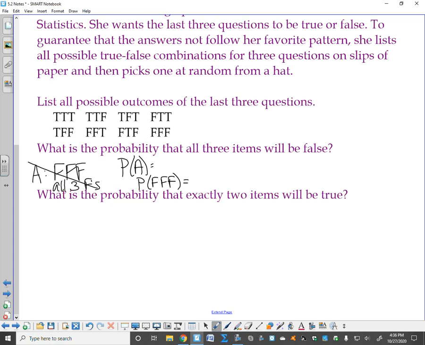Don't assume anything. There's this beautiful sign at the front of my room that says nobody is less impressed with how much you think you know than an AP grader evaluating how much you actually know. It's not about what's in your head. It's about what you put on that paper. Okay, so probability that all 3 items will be false. Well, there is 1 favorable outcome out of the 6 total. Oh, no, sorry, there aren't 6 total. So sorry. 8.